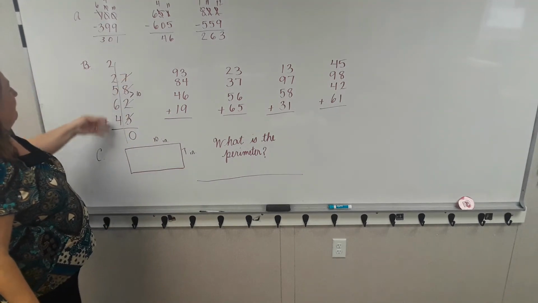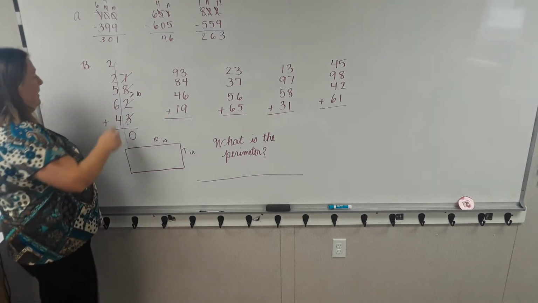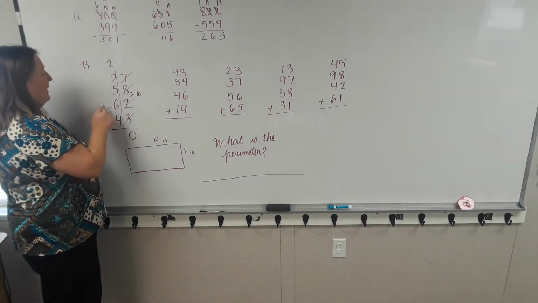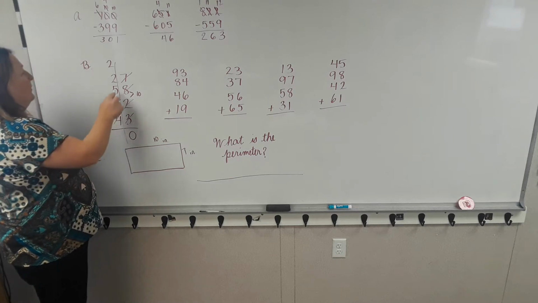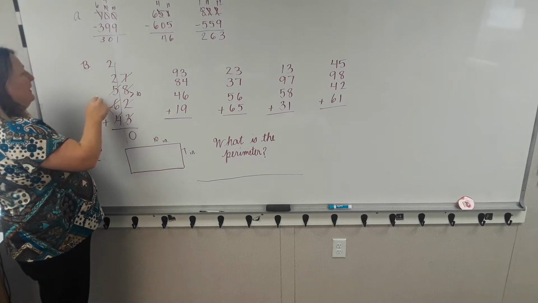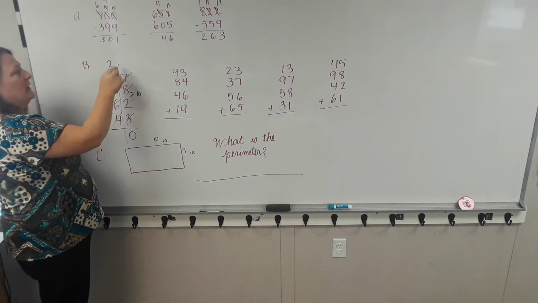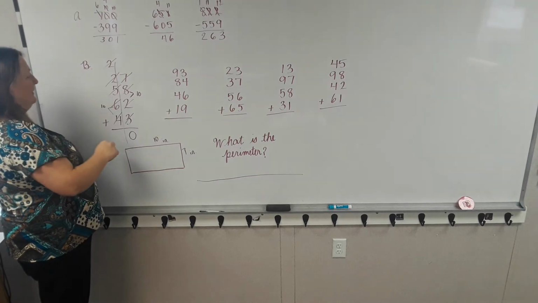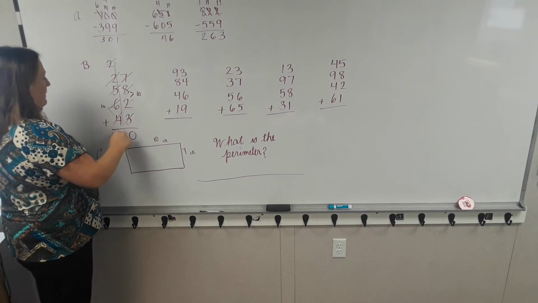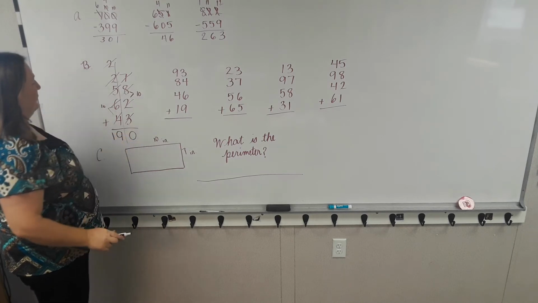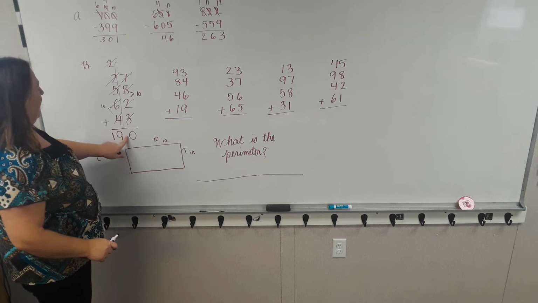Once again, can we find a 10? 6 plus 4 equals 10. 10 plus 5 equals 15. 15 plus 2, 17. 17 plus 2, 19. So we have the answer of 190.